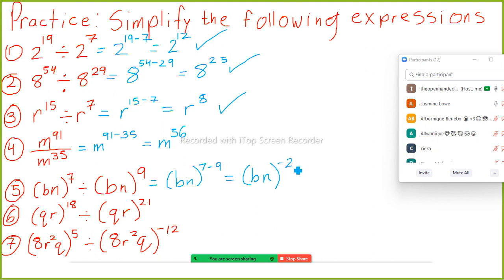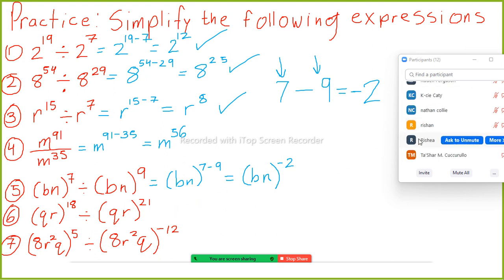So be careful. 7 minus 9. So it's 7 minus 9, not 9 minus 7. Okay, Jasmine? 7 minus 9. So be careful with that. 7 minus 9 is negative 2. Because think about it. You owe someone $9. You have $7. Pay them the $7 that you owe them. You still owe them $2. So negative 2.